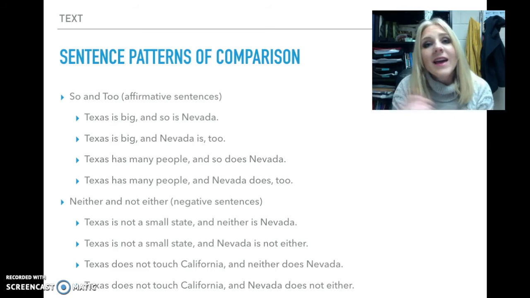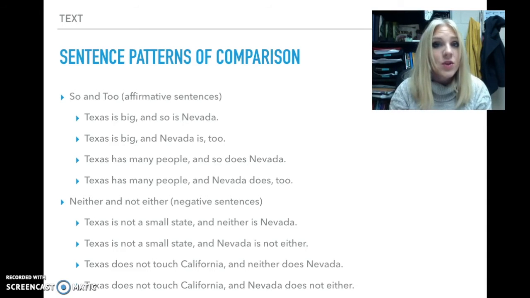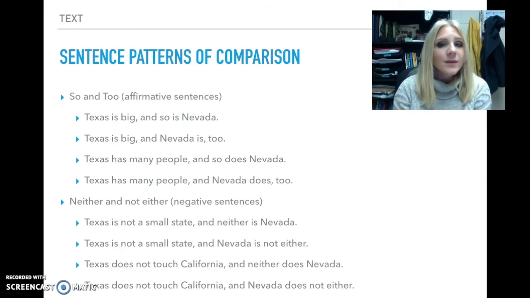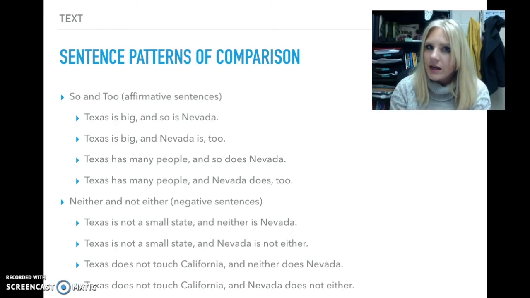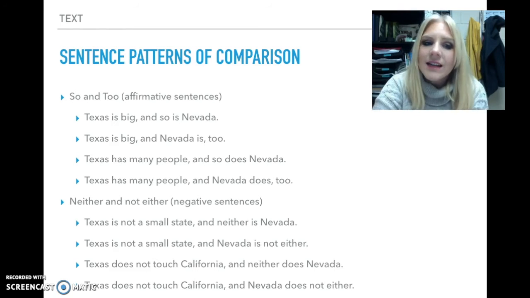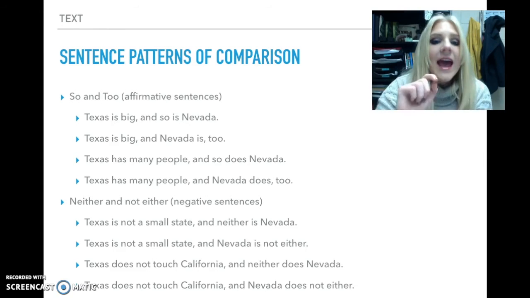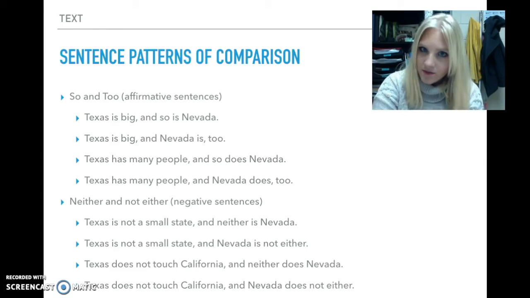Now, if we have a negative sentence, a sentence with no, things are a little bit different. Instead of using so and too, which are affirmative words, we're going to use neither or not either, which are negative words. Here, Texas is not a small state, there's that negative, and neither is Nevada.